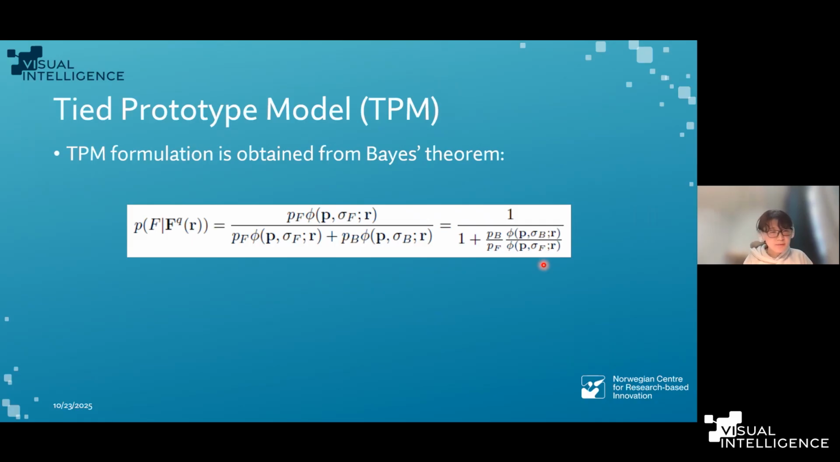So given our tight prototype assumption about class distributions, we can derive the pixel-level probability of the foreground class using Bayes' theorem. So this is the foreground class for pixel location R, and this is the class prior for the foreground class, and this is the class prior for the background class, and this is representing the class distribution. We assume it to be a Gaussian distribution, so you can see that they share the same prototype position, but they differ in standard deviation.